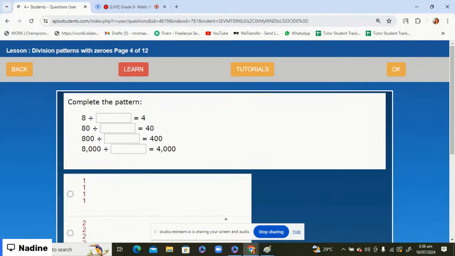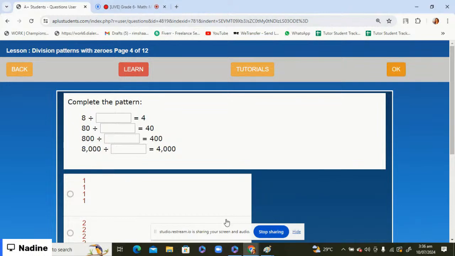All right. Now let's do this one. 8 divided by which number gives the answer 4? So it means that 4 times 2 is 8, and when you divide 8 over 2, 2 times 4 is 8, so the answer you are getting is 4. Then 80 divided by which number gives the answer 40? It means that 2. Okay.